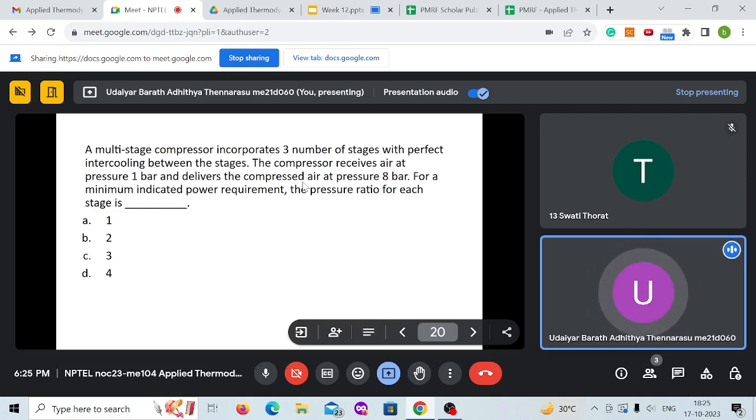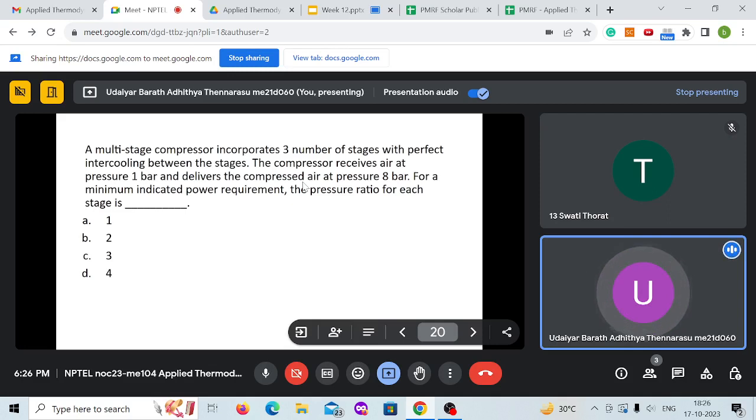So here similarly we have an inlet suction pressure of 1 bar, and the discharge pressure you require is 8 bar. Now what they are saying is, with perfect intercooling, you require 3 stages. So number of stages is 3. There we saw your intermediate pressure is root of P1 into P2, that is, raised to power 1 by 2.